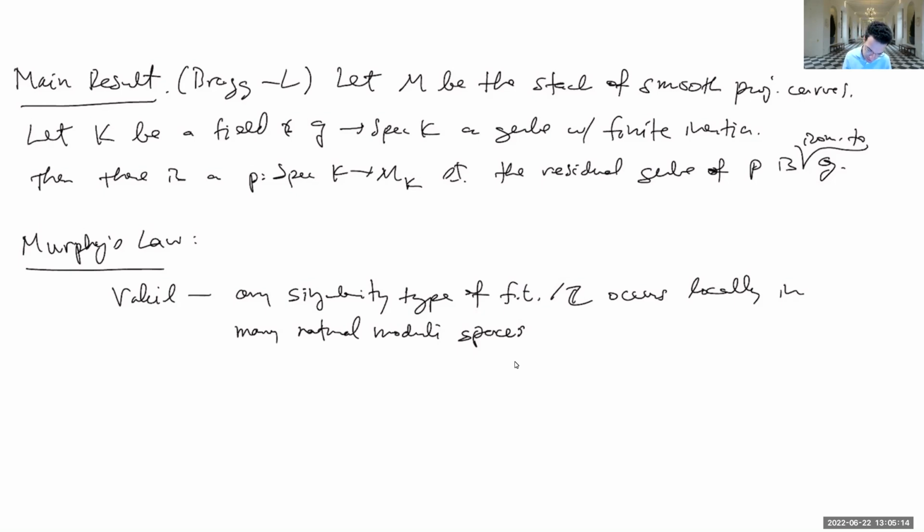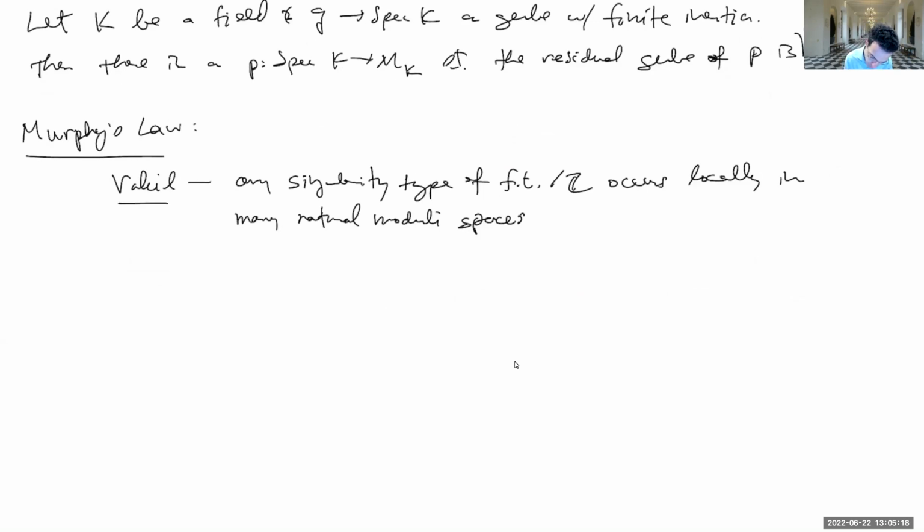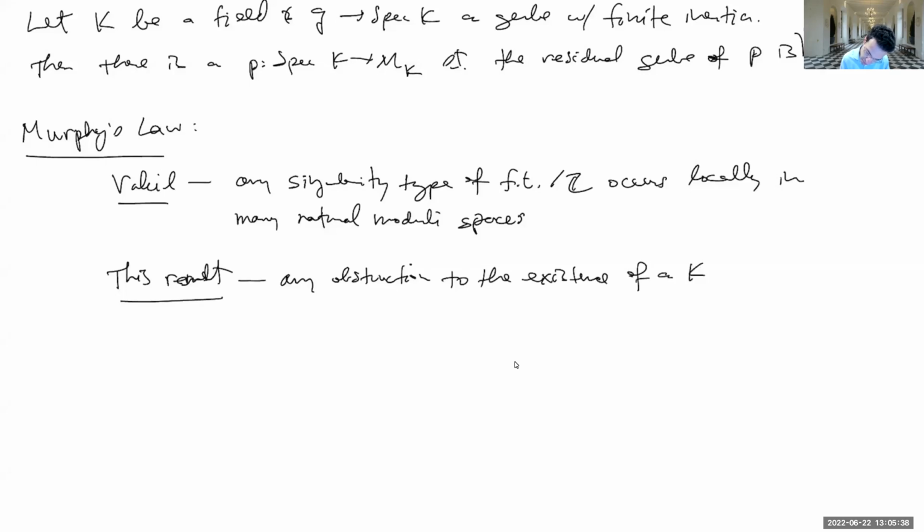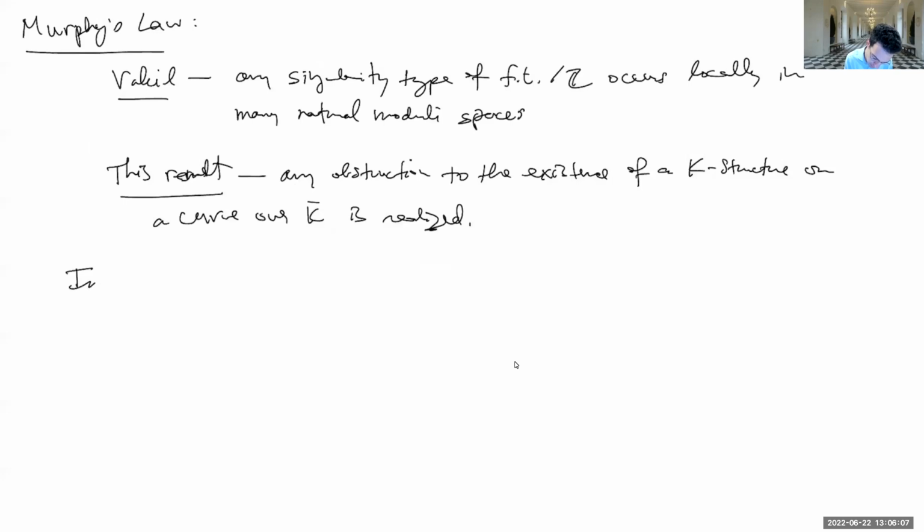The reason I'm thinking of this as analogous is that the result I'm talking around, in a way that I'll explain, says that any obstruction to the existence of a K-structure on a curve over K bar is realized. That's one way to think about this. If there's some point in this stack of all curves that has this particular type of obstruction, and I'll explain the obstruction in a second, it goes back to some very classical ideas. And the interesting question that we haven't addressed yet, maybe you will, is whether these two things can happen at once.